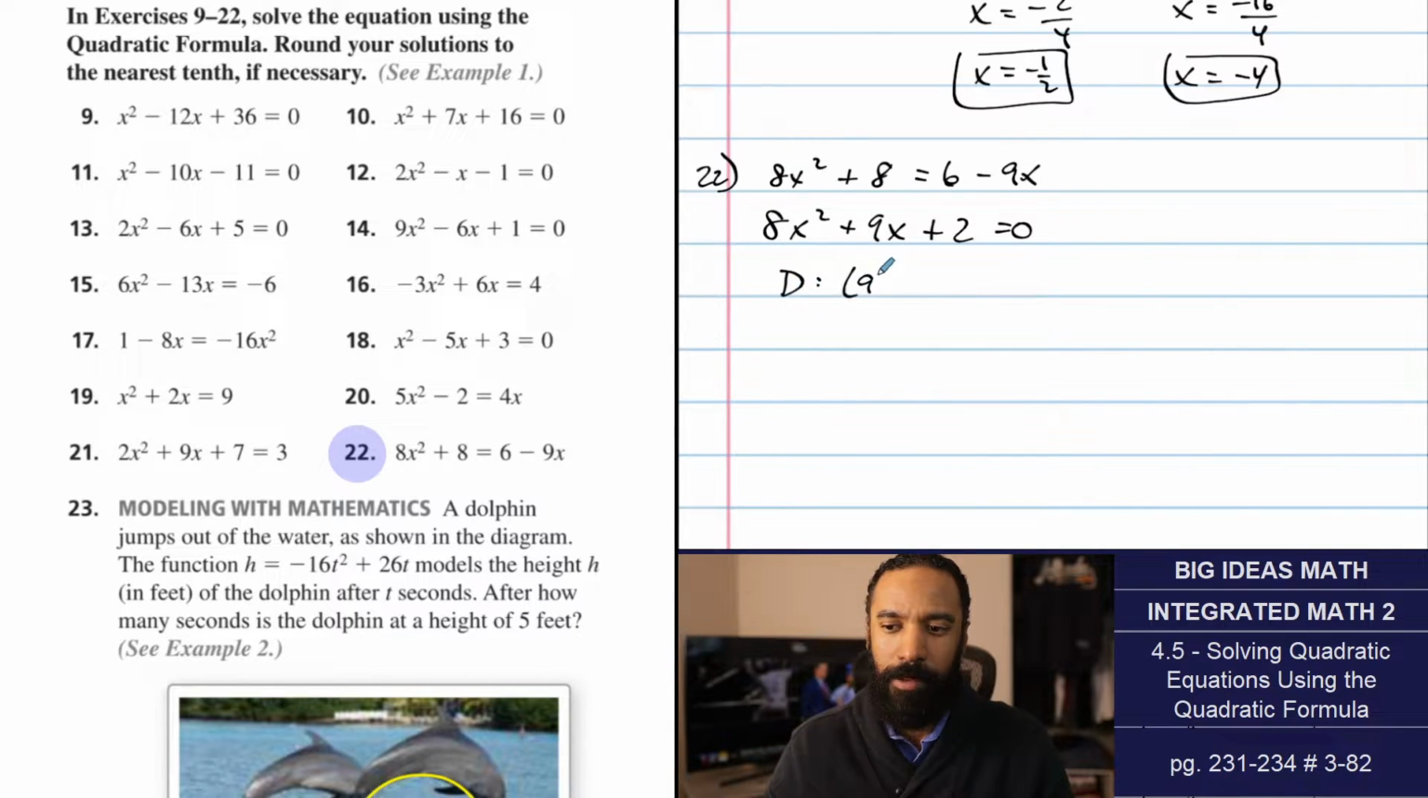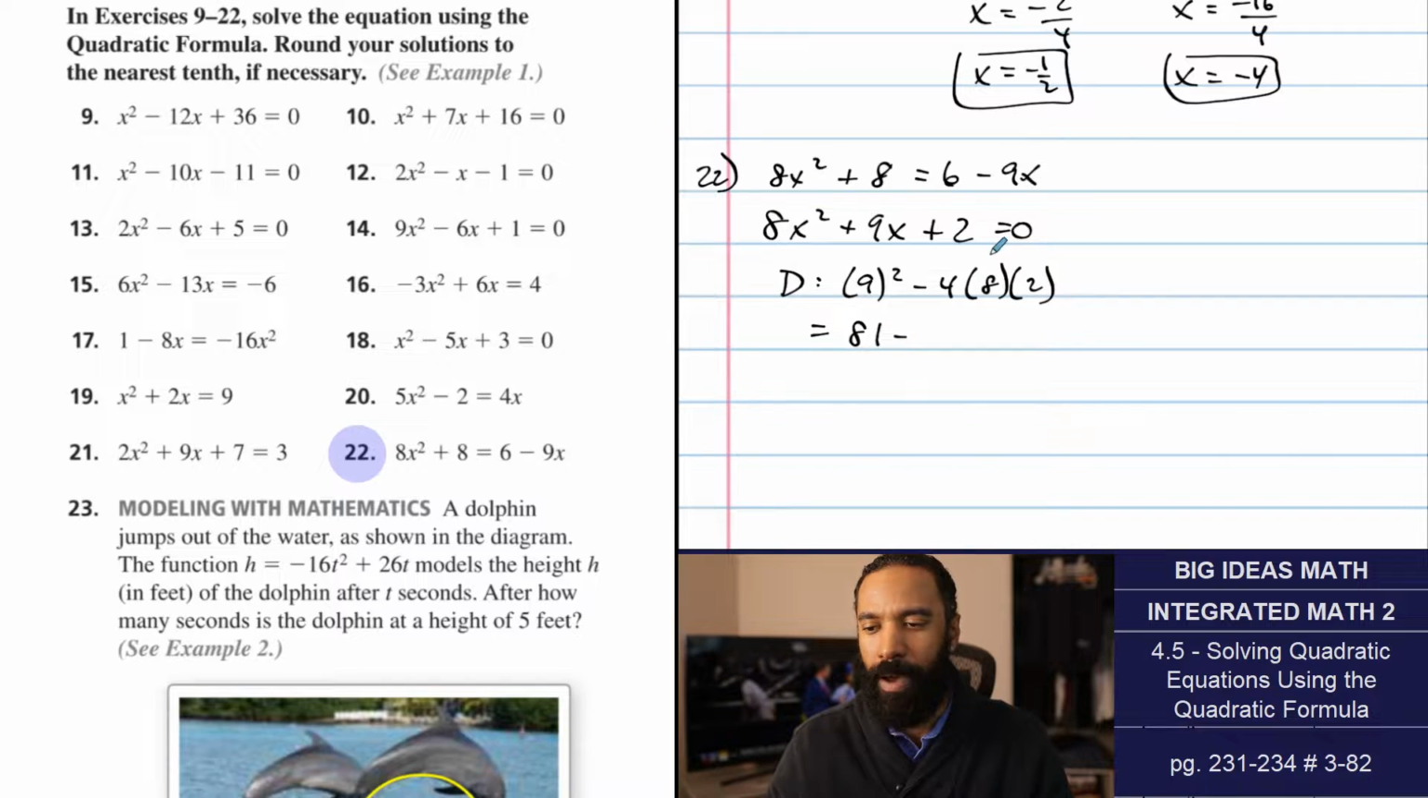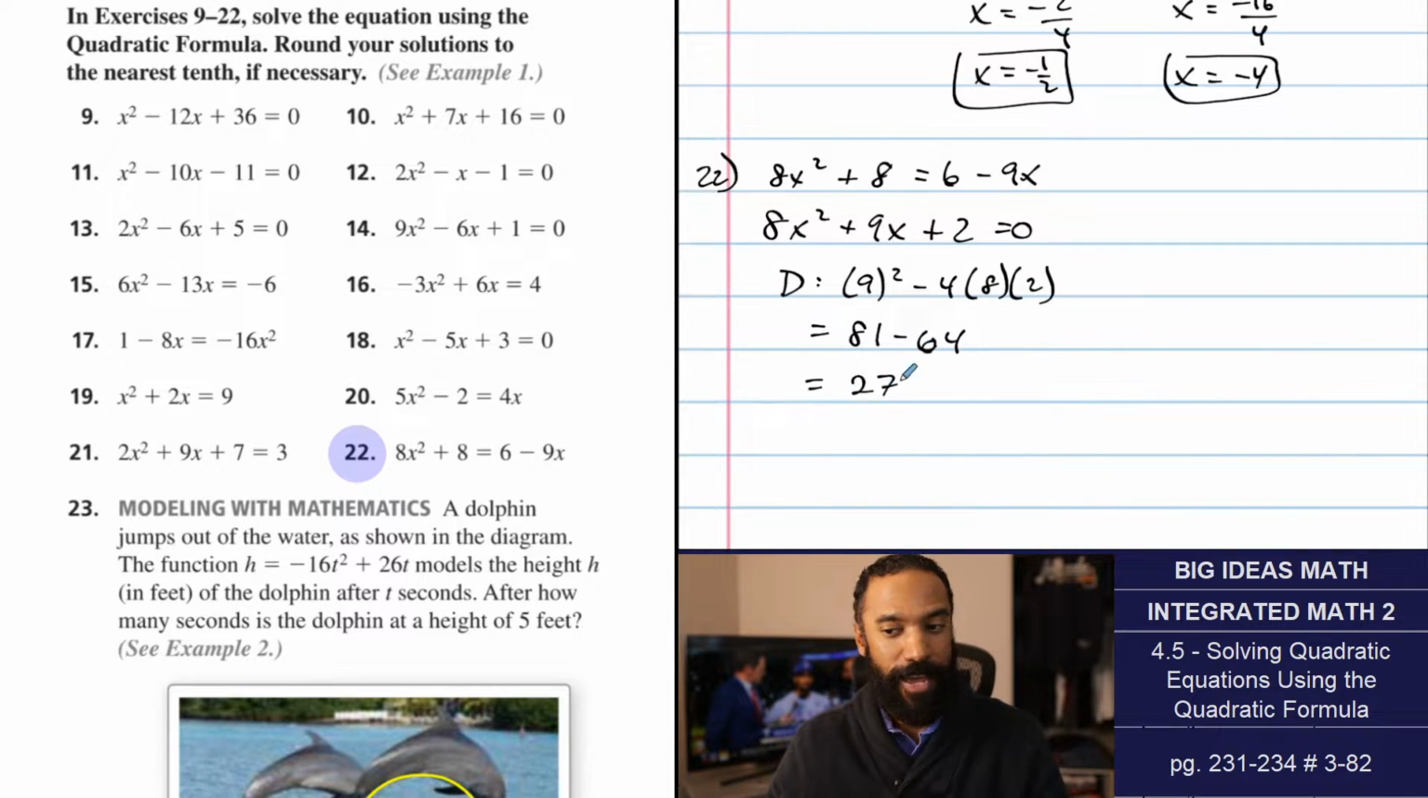Discriminant is b squared minus 4ac, which is 81 minus 3264, right? Yeah, 64, which is 27. So yes, not factorable. Not a perfect square, so not factorable. Square root of 27 is root 9 times root 3, or 3 root 3.